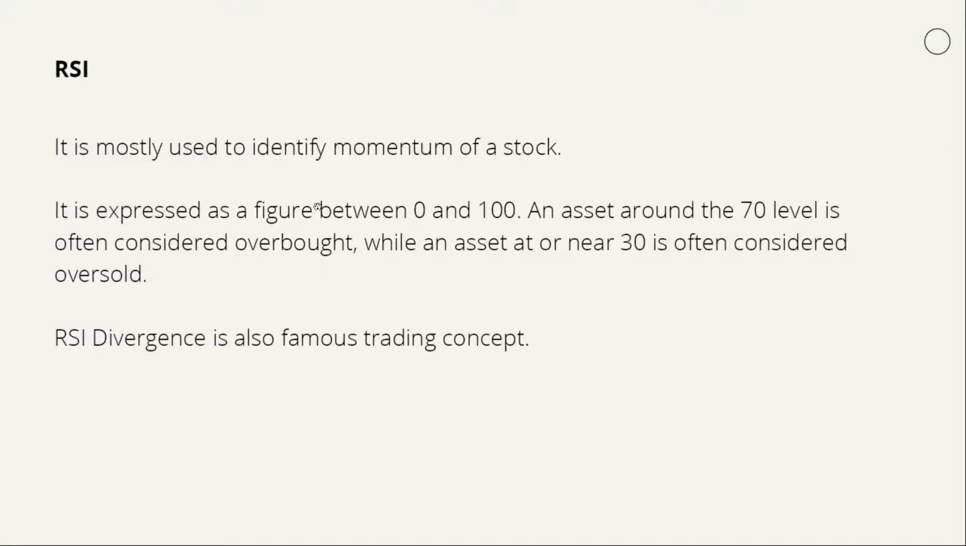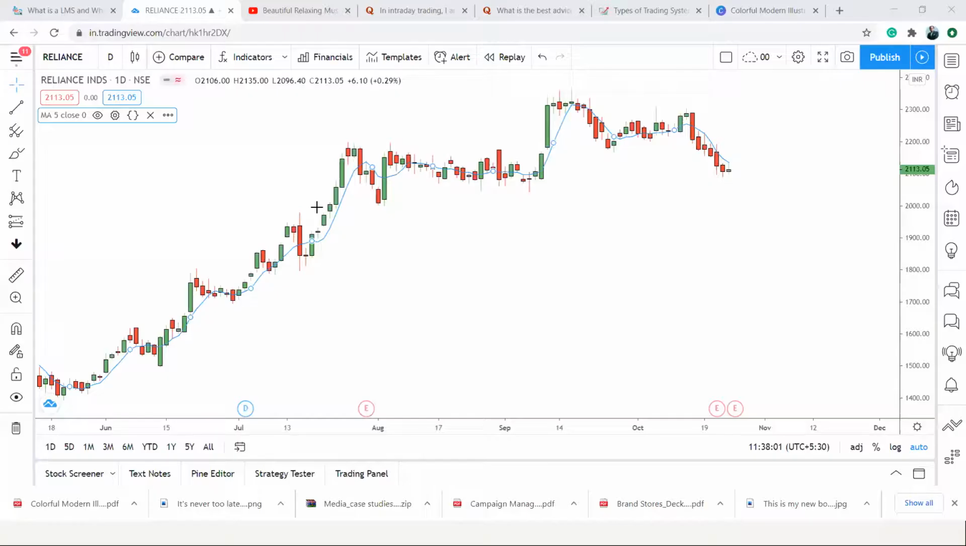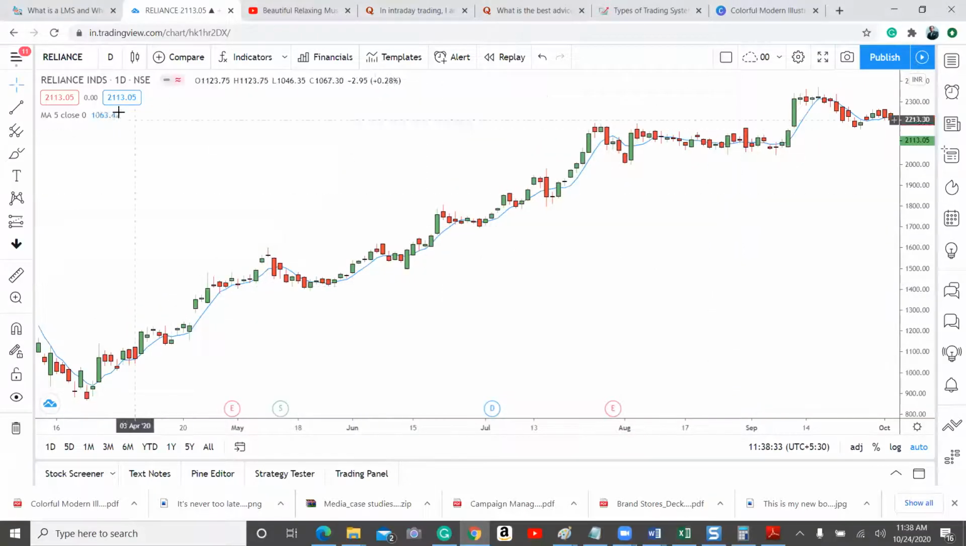The next famous indicator is RSI. Apart from moving average, RSI is one of the famous indicators in the trader community. It is mostly used to identify the momentum of a stock, and it is expressed as a figure between 0 and 100. Any RSI value above 70 is considered overbought, and any value below 30 is considered oversold. RSI divergence is also one of the famous trading concepts. So we can check here.